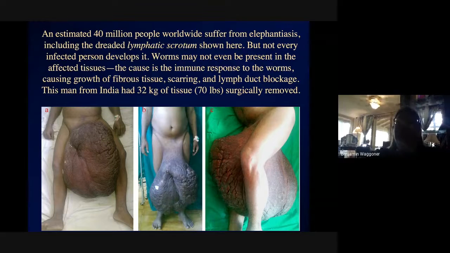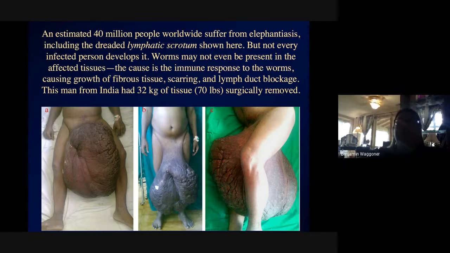But not everybody who's infected gets this. And again, this is not so much caused by the worms itself, it's caused by the immune response to the worms. You get growth of scar tissue, blockage of the lymphatic ducts, which just leads to further scarring and further damage.